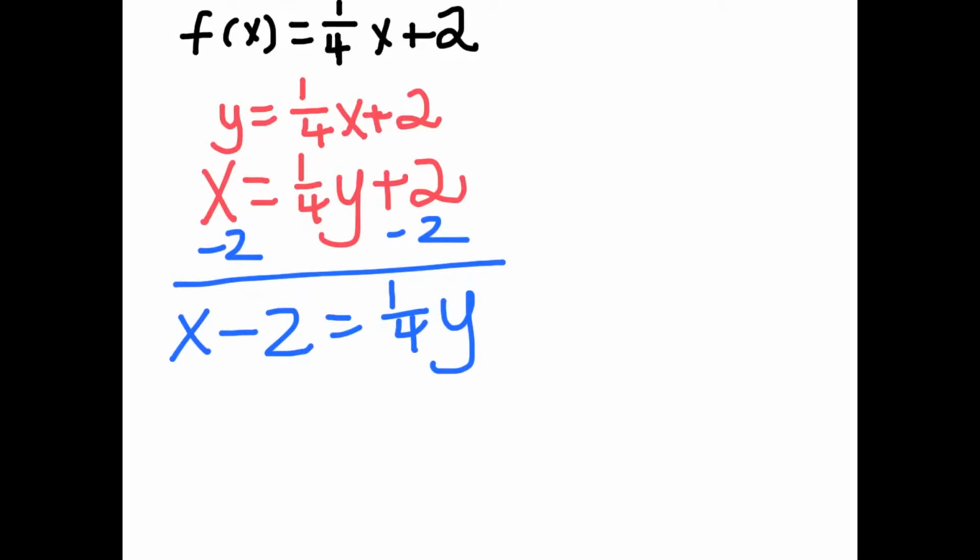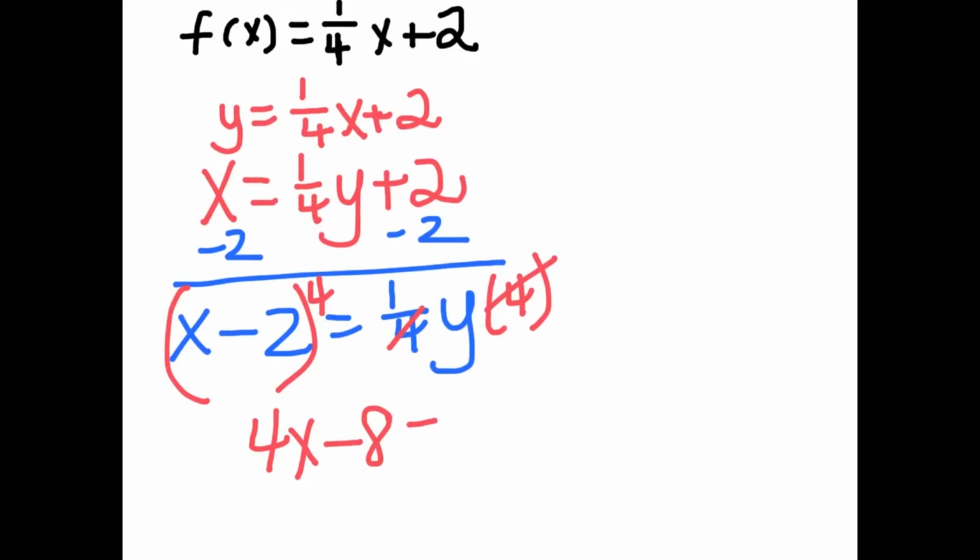And here, because we have a fraction, we can divide by 1/4 on both sides, or you can look at it as multiplying by 4, since that's the reciprocal of 1/4. And that cancels these, and then you multiply the entire left side by 4. Remember, we distribute 4 times x, 4 times -2, so that gives us 4x minus 8 equals y.